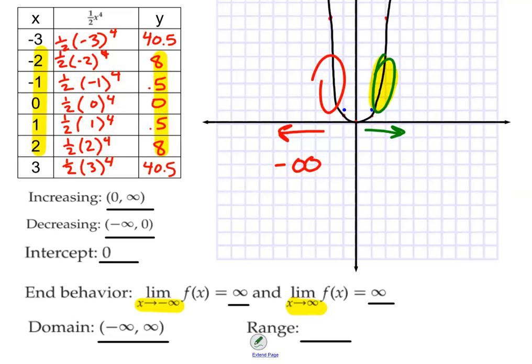So our minimum value would be here. That's our origin, 0, 0. That's our minimum. And so our range would start there, and obviously with our end behavior both going in the positive infinity direction, our range would be going from 0 up to positive infinity.